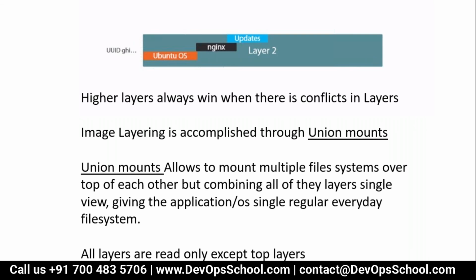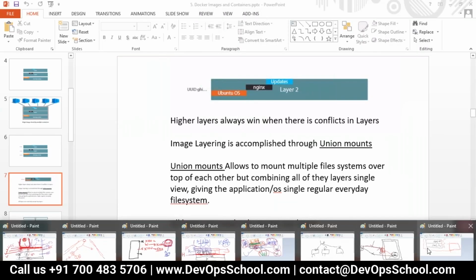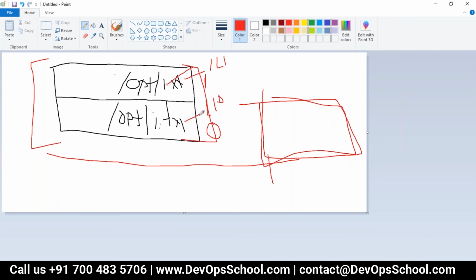So when you merge this container, these two get merged together. So one empty layer gets created, and this merged container layers get added here. So here this is the top layer, and this layer is a merge layer.